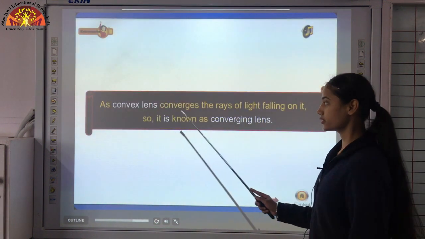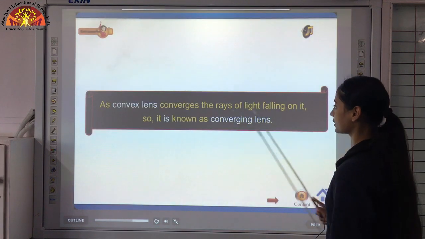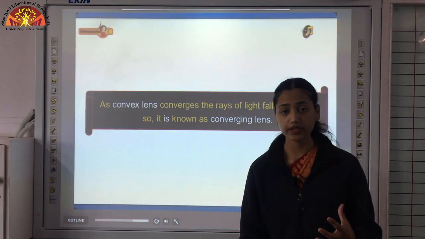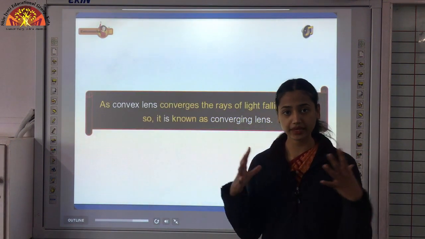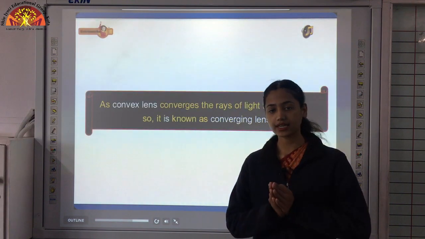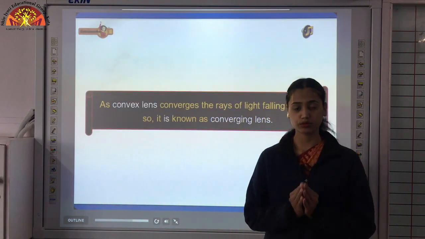As a convex lens converges the rays of light falling on it, it is known as a converging lens. Converge means the light rays are meeting at a point, and that type of lens is known as a converging lens.